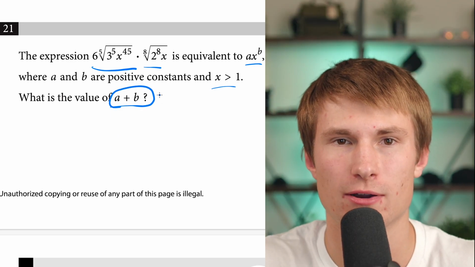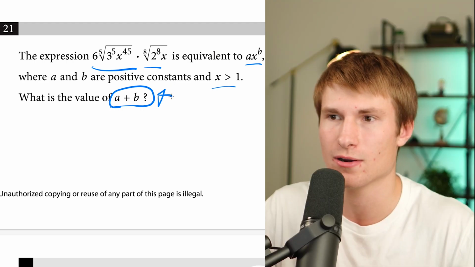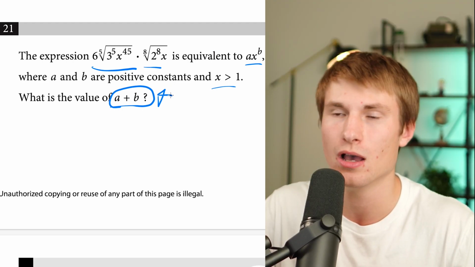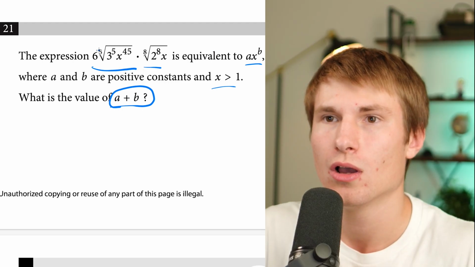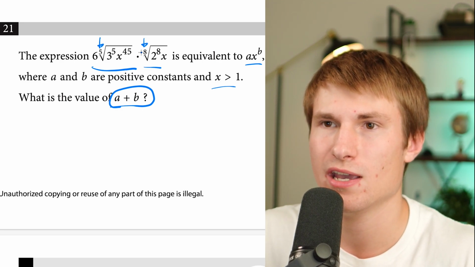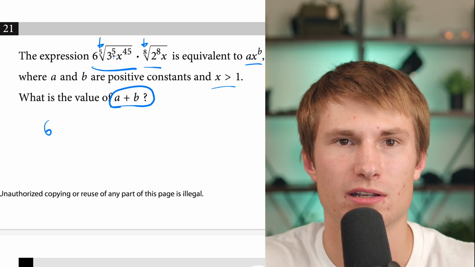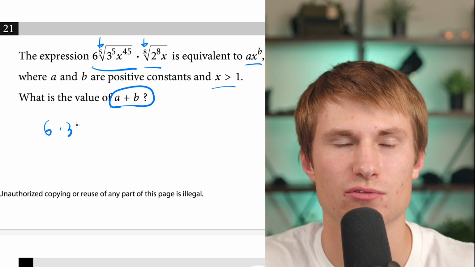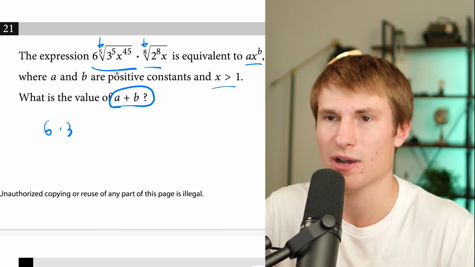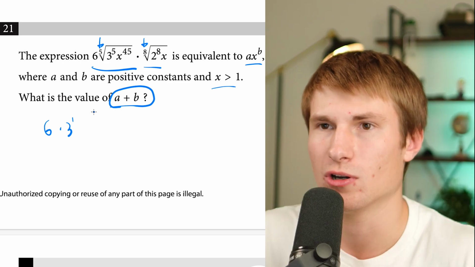This is free response. It'd be very easy for someone to answer with the value of a or b, or a times b. We need to answer with a plus b. Okay, that being said, let's go ahead and solve. So what I see here is that I'm taking the 5th root and then the 8th root. So I've got a 6, and then we've got the 5th root of 3 raised to the power 5, which would leave us with just 3, since that's 5 over 5, which is to the power of 1. Okay, so I'll just write that as power to 1, so you understand that.